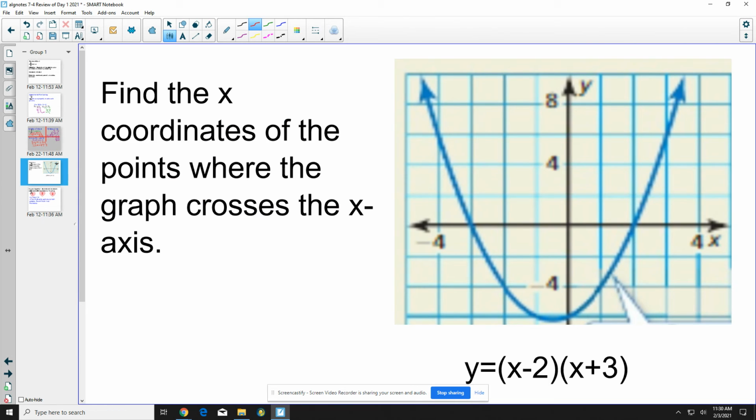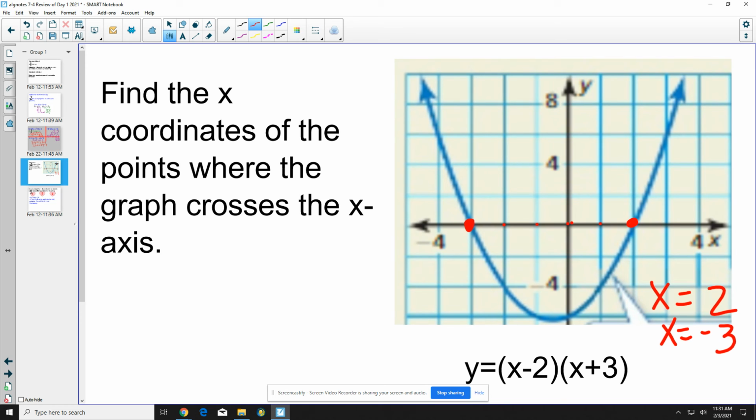All right, we have one more question I want to review. So if you have directions that say find the x-coordinates of the points where the graph crosses the x-axis, here's my x-axis. They're asking me to find those points. Well, here's the origin. Okay, the x value of the point on the right would be 2. The x value on the point on the left, if I start at 0, negative 1, negative 2, negative 3.